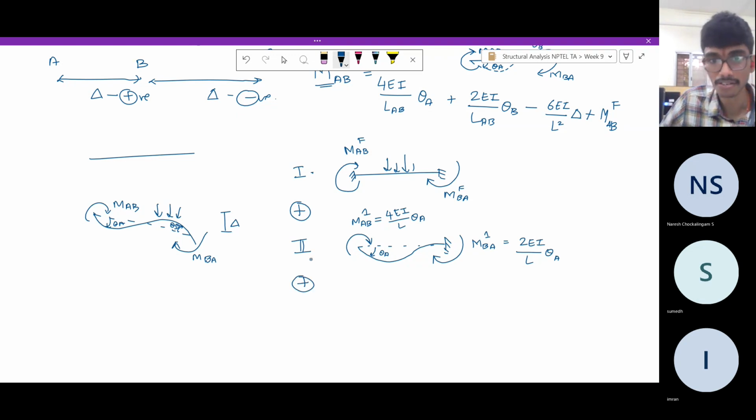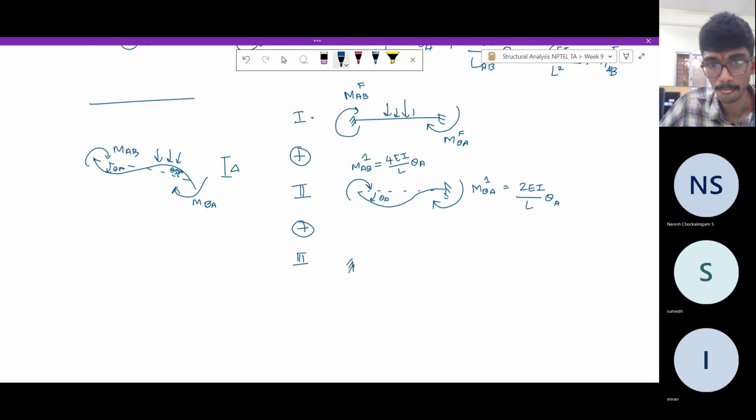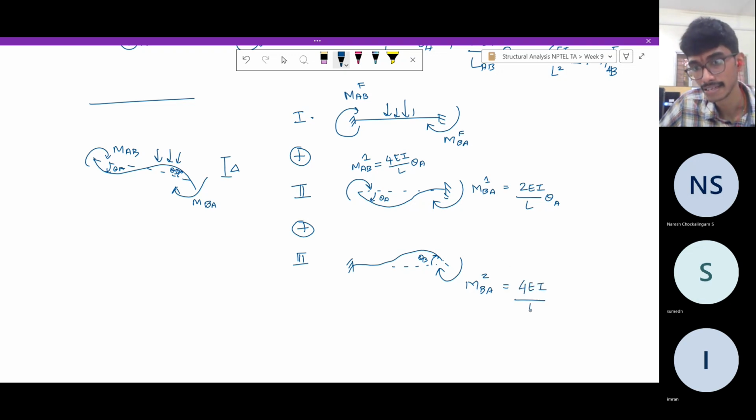What is the next condition? So we have considered the load first. We have considered this theta A at once. Then what you should do is fix theta A at 0 and rotate the other end. So the other end, if you rotate something like this, has rotated clockwise by theta B. And to cause this rotation, you need to apply a moment, say M_BA2. How much is that? It is exactly identical to this situation, only that the sides are interchanged. So this is nothing but 4 EI by L theta B.